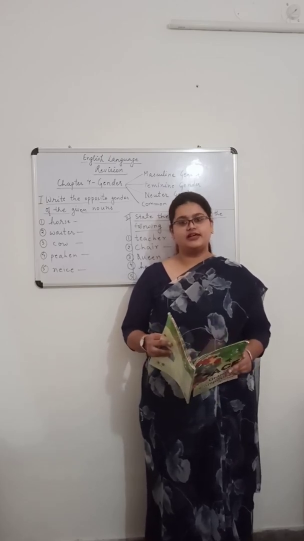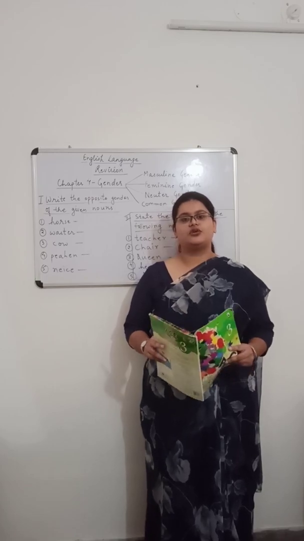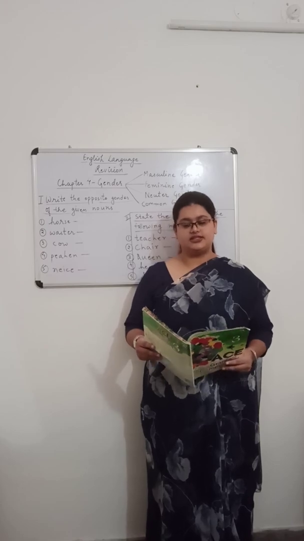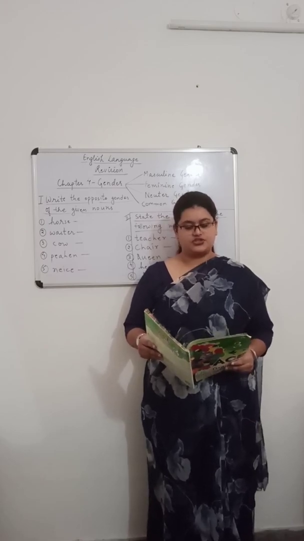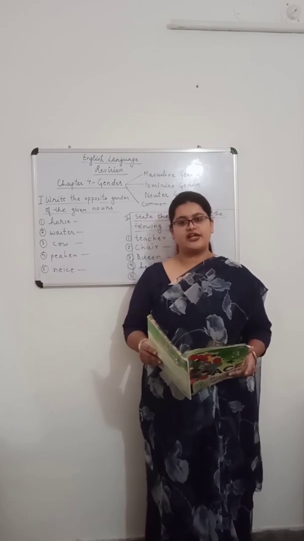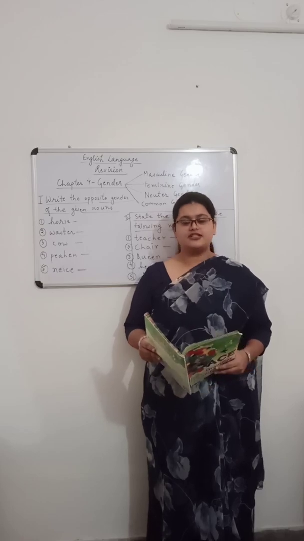Now what is gender? Gender tells us whether a noun belongs to a he group or a male group or a she group, that is the female group. So gender are of 4 types, that is masculine gender, feminine gender, neuter gender and common gender. What is masculine gender?